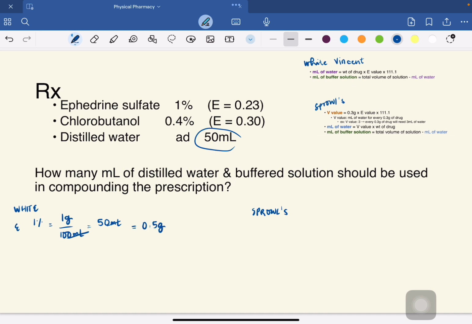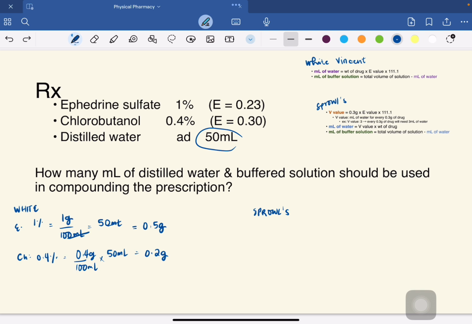Tapos, si chlorobutanol naman, let's solve. So, si chlorobutanol is 0.4%. So, for every 100 ml, may 0.4 grams of the drug. Adjust for 50 ml, it's 0.2 grams. So this is now the weight of the drug that we will use in our formula. So let's add in the e-value.